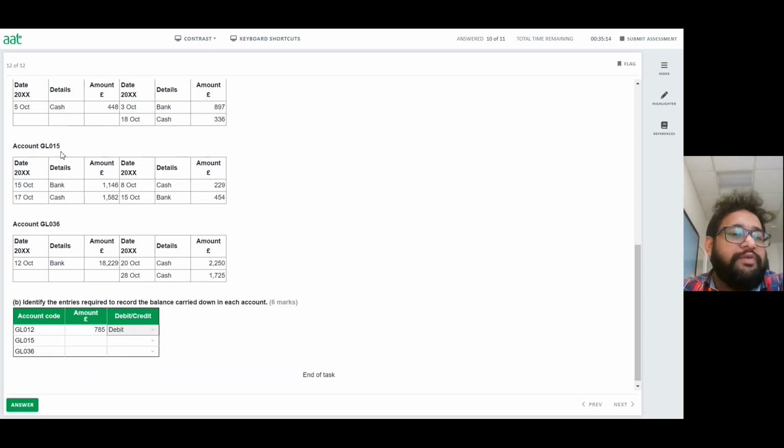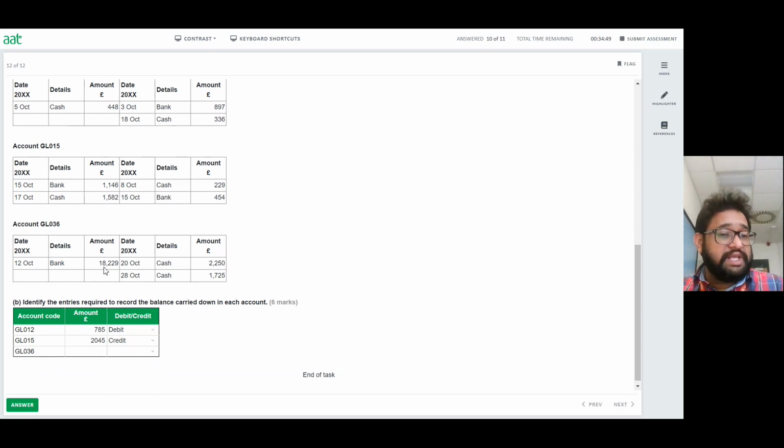Next one, GL015. If you look at the debit side, it is much higher than the credit side. So let's find out what the debit side figure is. 1146 plus 1582 minus 229 minus 454. That gives you 2045 pounds. And this is definitely the credit side. Why? Because this is where the lowest amount is.